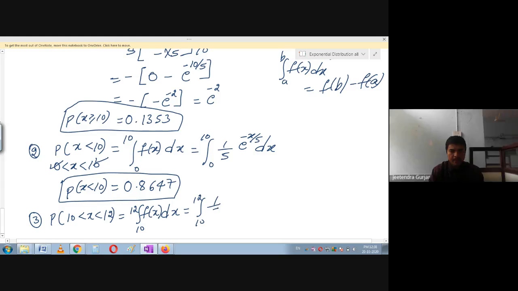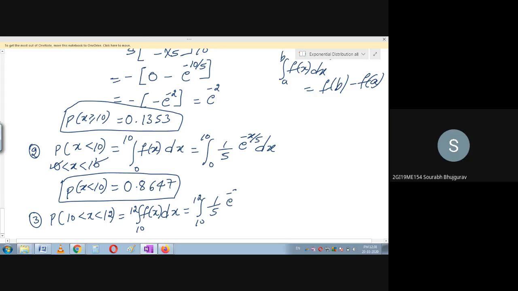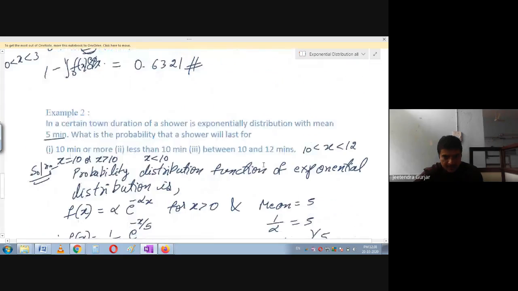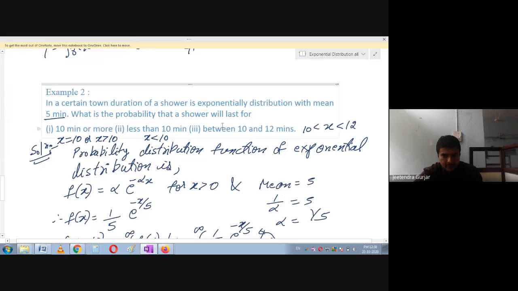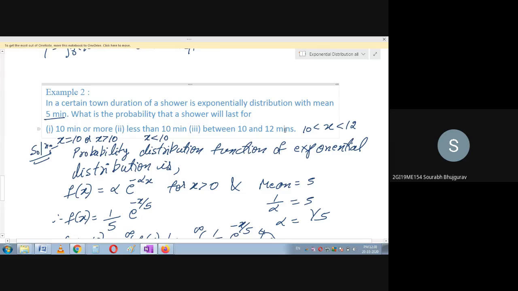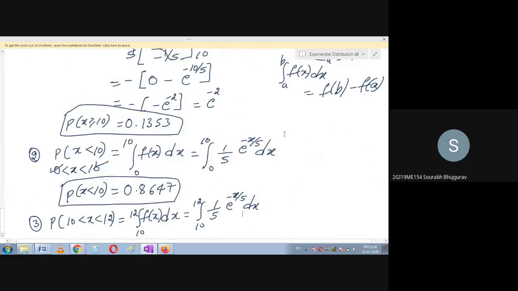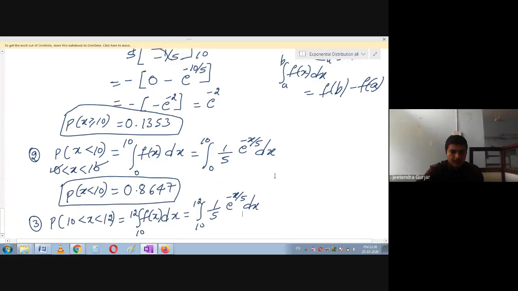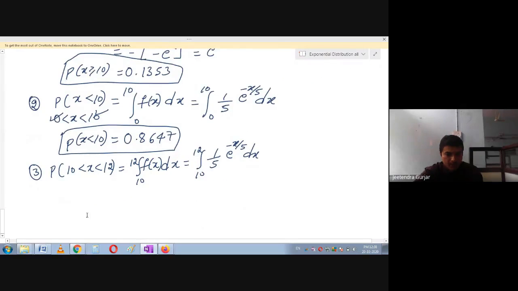Excuse me, sir. Yes, tell me please. So how do we know that 12 is the upper limit? They have given it here, see, between 10 and 12 minutes. Clearly mentioned, between 10 and 12 minutes. Is there any doubt? No doubt, sir, got it. If they have given it, then only we can take it. Yes, very good. If they have not given it, you cannot take it directly like that. So whatever the question is, you have to understand it very carefully.